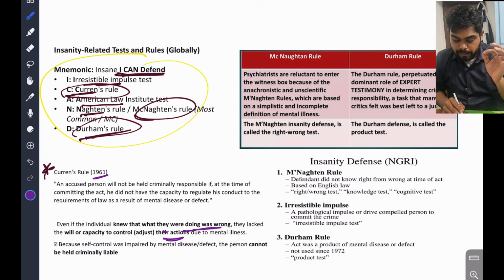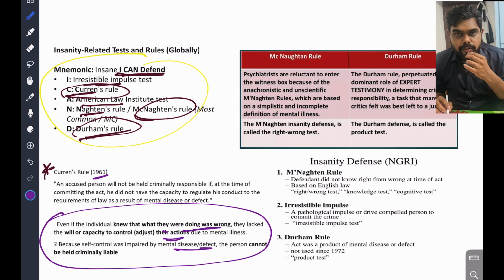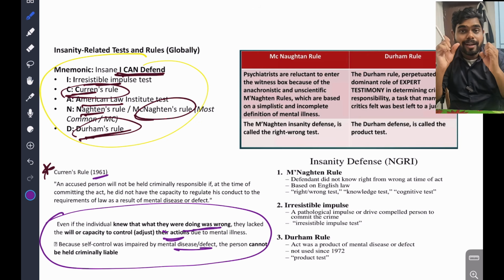Because self-control was impaired by mental disease or defect, the person cannot be held criminally liable. Okay, this is important. The mentally ill person is not able to control his mind at that time, but he attacked one person and the person got injured. He knows that this attack will cause some injury to the person, but he cannot control or command his mind. Okay, clear. That is Curren's rule.